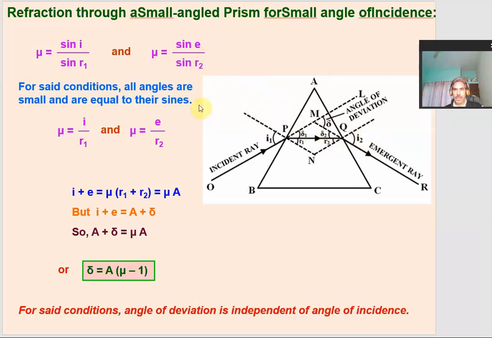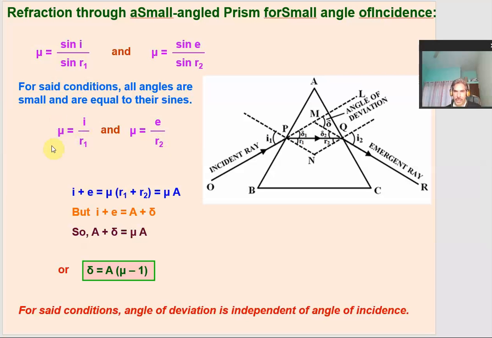Okay. Now for these conditions of a thin prism, a small-angled prism, and also a small angle of incidence, what happens? These angles become equal to their sines. So sine I is very nearly equal to I, sine R1 is very nearly equal to R1, and similarly sine E is very nearly equal to E, and sine R2 is very nearly equal to R2, because the angles remain quite small. So in that particular case, this equation becomes mu equal to I upon R1, and this equation becomes mu equal to E upon R2.